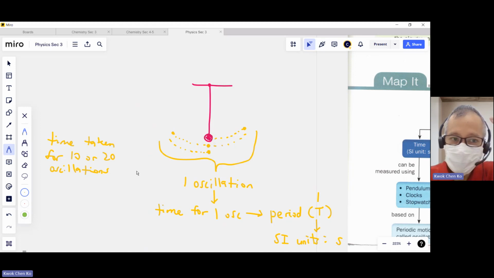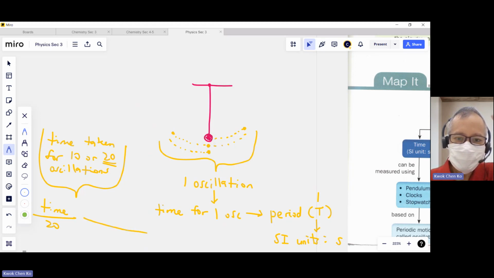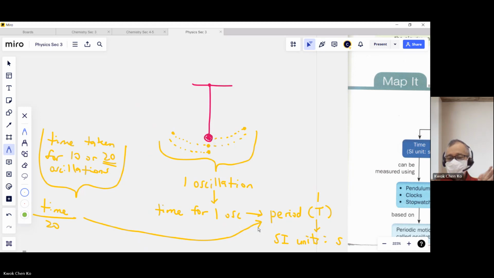So therefore, we tend to take about 20 oscillations, measure the time, and divide this time by 20 if you are using 20 oscillations, and that would give you the period. So just keep this in mind. We want to minimize errors in measurement, especially observation error and reaction time. As I said, one oscillation is pretty fast. So it makes sense to measure about 20 oscillations, divide by 20 to get a more accurate reading for your period.